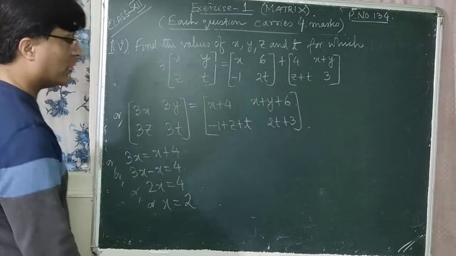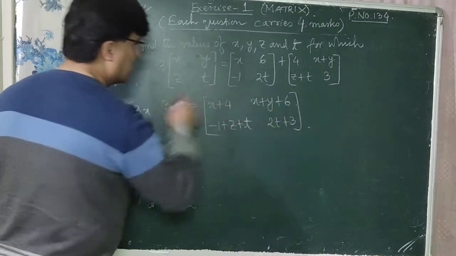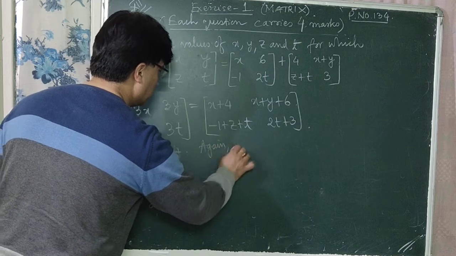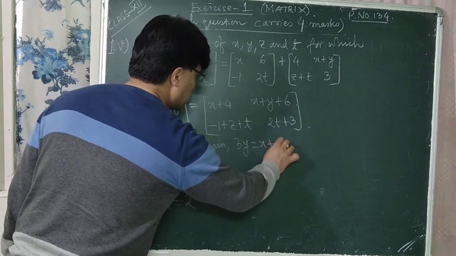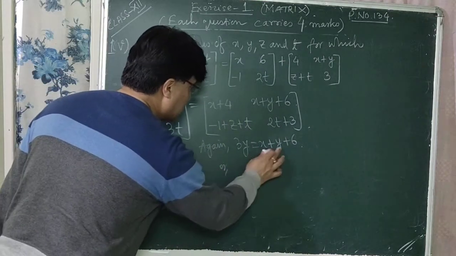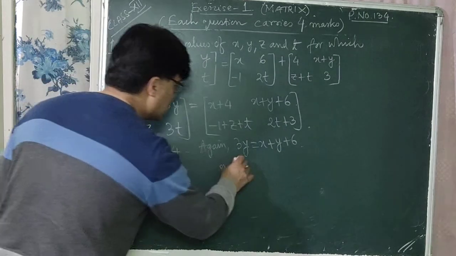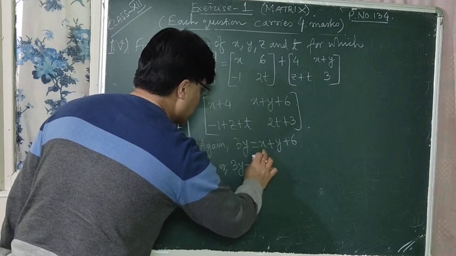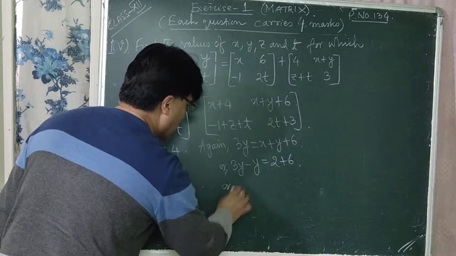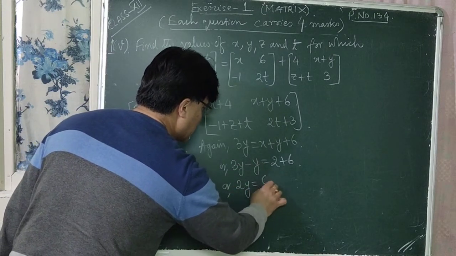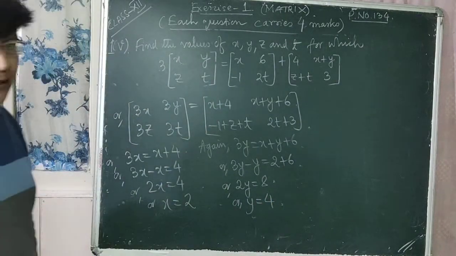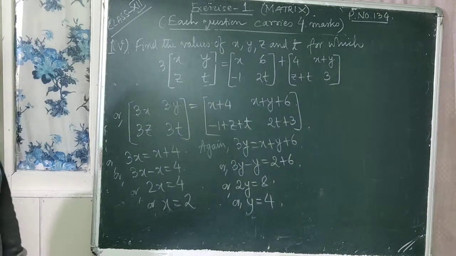So now again you can equate the second element from the first row, right? So 3y is equal to x plus y plus 6, right? So let us take this plus y to the left hand side, it becomes minus y. So 3y minus y is equal to, what is the value for x here? It is 2. It is 2 plus 6, right? Or what is 3y minus y? It is 2y is equal to 8. Or what is the value for y? y is equal to 8 by 2. So we got the value for y, which is equal to 4.